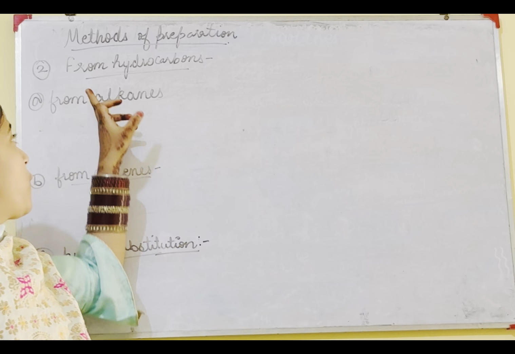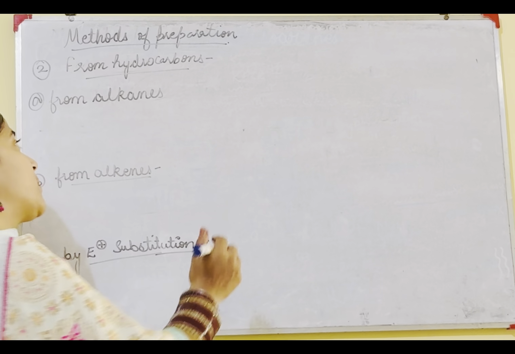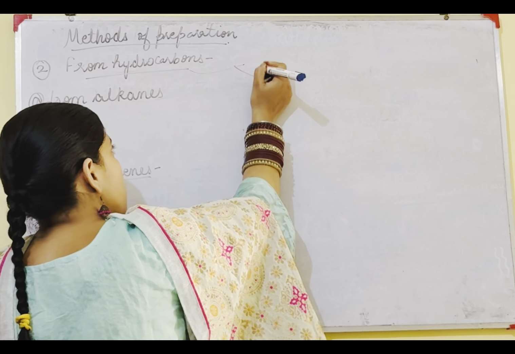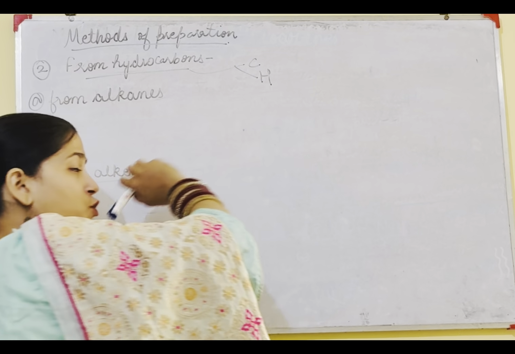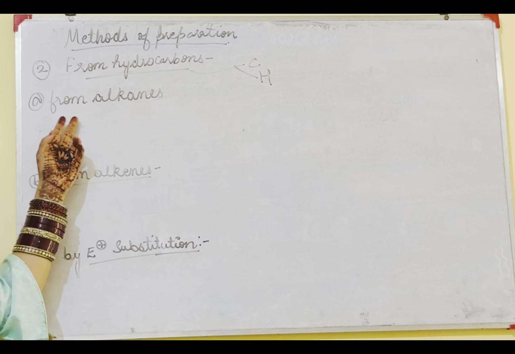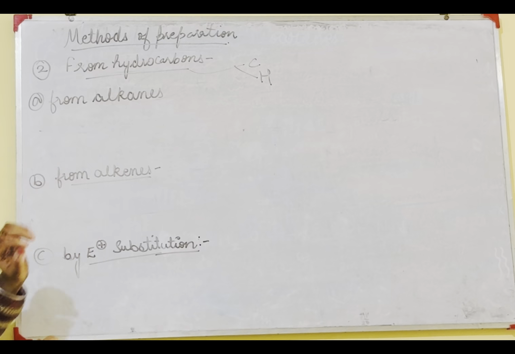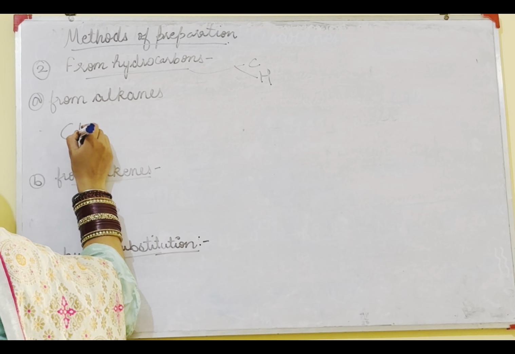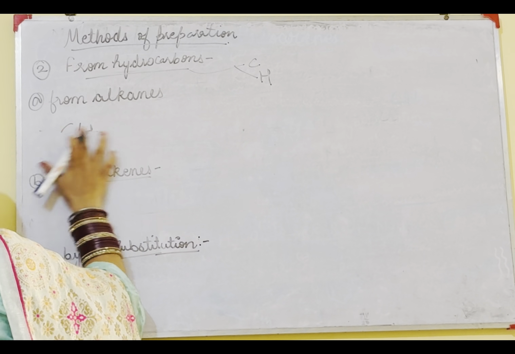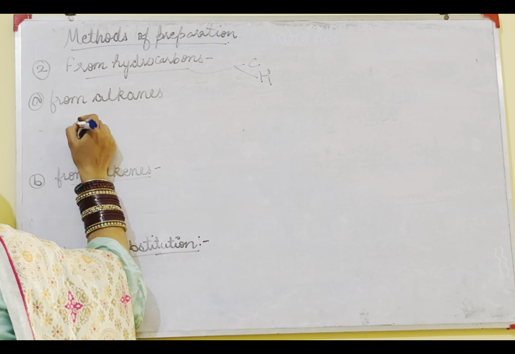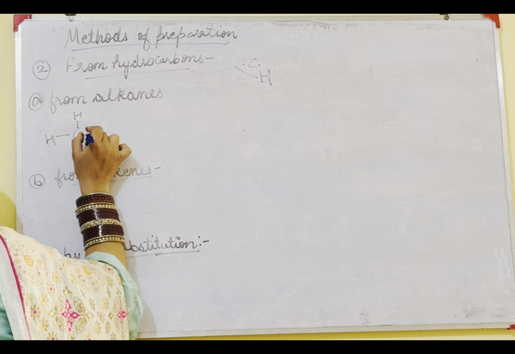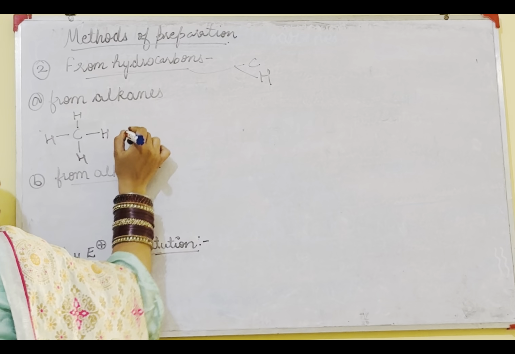Next method is from hydrocarbons. Hydrocarbons are basically those compounds which are made up of carbon and hydrogen only. So there are three categories. From alkanes, first we will take alkane. We have taken the smallest alkane, which is methane. Now what will happen in this case?